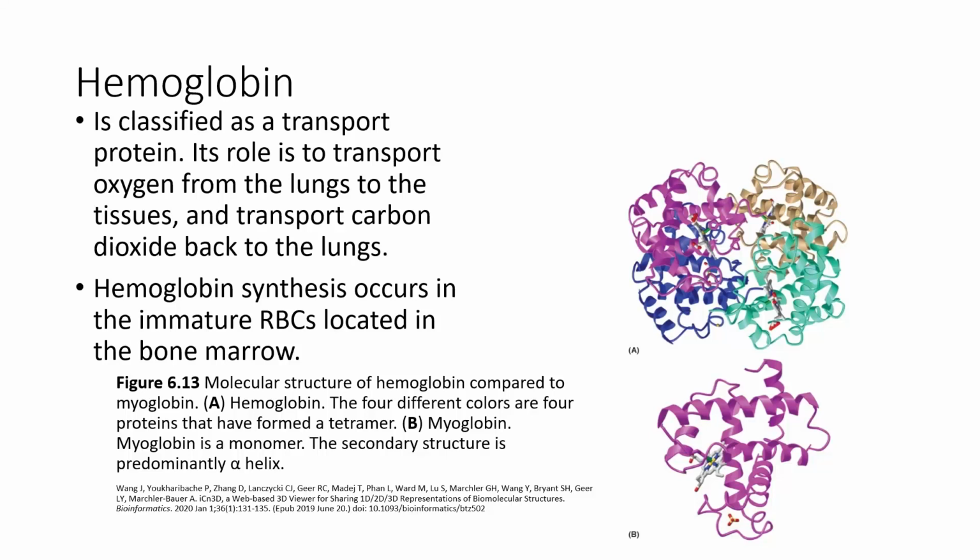Hemoglobin. This is classified as a transport protein. Its role is oxygen transport from the lungs to the tissues, and it transports carbon dioxide back to the lungs. Hemoglobin synthesis occurs in immature red blood cells located in the bone marrow, which produce the hemoglobin and then are sent out into circulation.